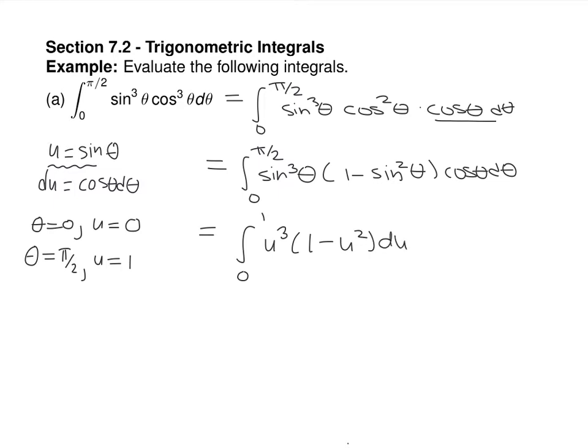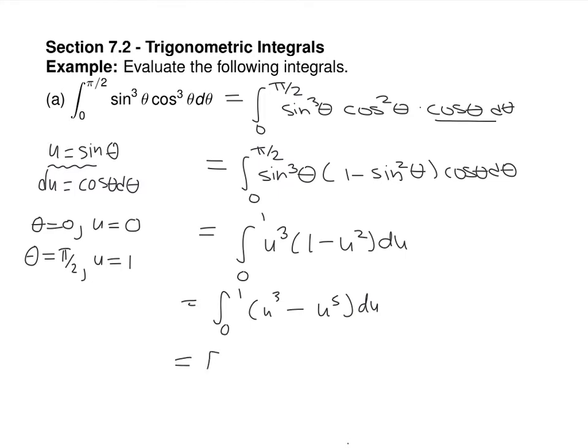And if you also did this side by side, one with changing the bounds, one with not, you'll see that in the end, what you're ending up with is something very similar to this. Then we just distribute and add exponents. So u to the third minus u to the fifth.